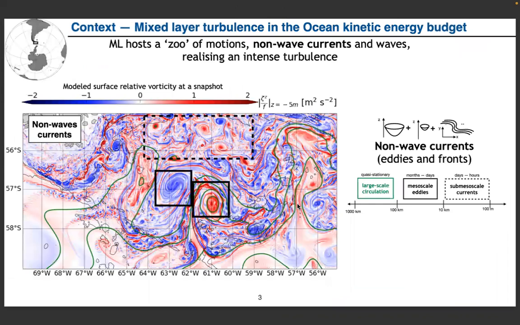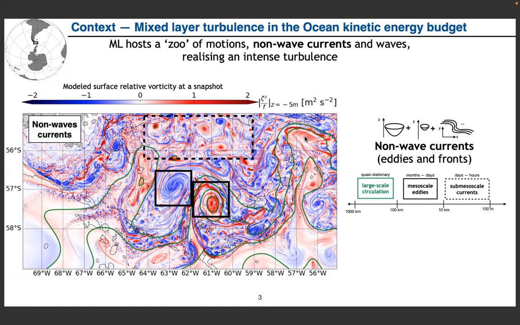The mixed layer hosts a zoo of motions, including non-wave currents and waves, and these motions realize an intense turbulence. We can see from this snapshot of relative vorticity at the near surface that there are non-wave currents over a wide range of horizontal scales. There is a quasi-stationary large-scale circulation, denoted by the green contour of time average sea surface height. And this circulation takes place at the scale of oceanic basins.